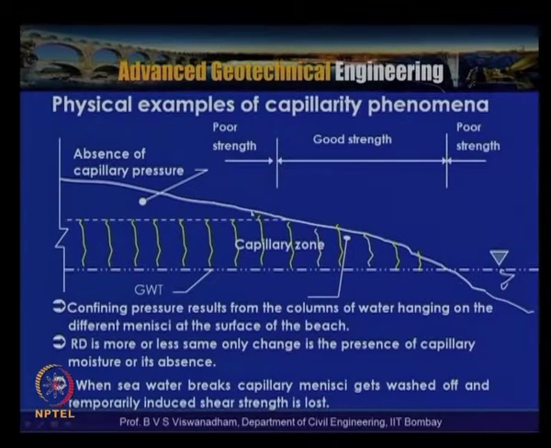So if you look here, if you take the soil here, it possesses pore strength, and in this zone it possesses pore strength, and again it possesses pore strength. So here what happens is that the confining pressure results from the column of water hanging on the different menisci at the surface of the beach. So relative density more or less, for example, if you take the situation at the beach, the relative density of the soil is more or less the same.